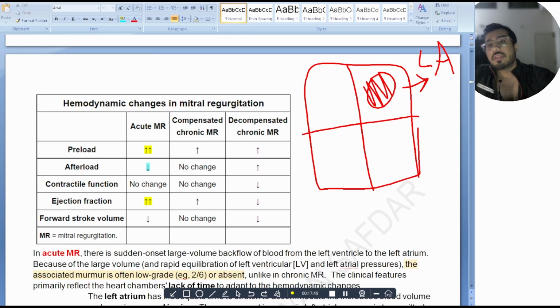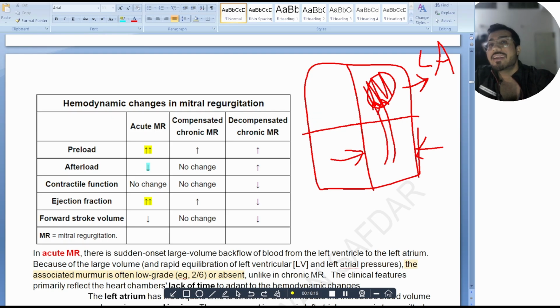What's going to happen is when the ventricle contracts, all the blood, because there's acute regurg, is going to go to the left atrium. So the preload, that which is the left atrium pumping towards the left ventricle across the mitral valve, is gonna be markedly increased. So what is gonna happen in case of compensated chronic mitral regurg? It's gonna be the same, obviously, because there's a small regurg of blood with every systole into the left atrium.